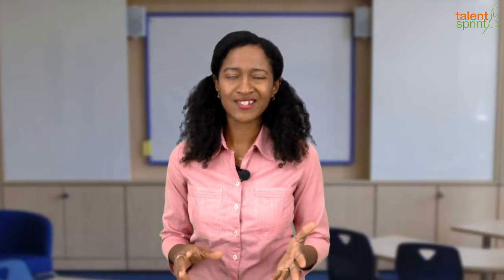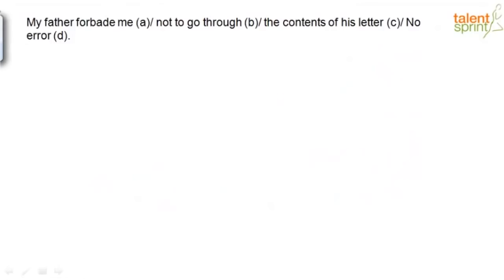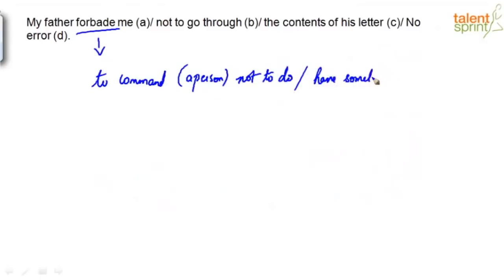Okay. For example, by the time she finished typing, it was not hardly 10. I don't need that "not" there, right? Because "hardly" itself means barely or almost not. So you see what I'm talking about? Let's take a look at an example. My father forbade me not to go through the contents of his letter. Where do you think the error is? Okay, I'll tell you what your clue word is for this. Okay, the clue word is "forbade," right? So "forbade" itself means what? To command someone not to do something, right? To command a person not to do or have something. So which means I don't need another negative form here, right?